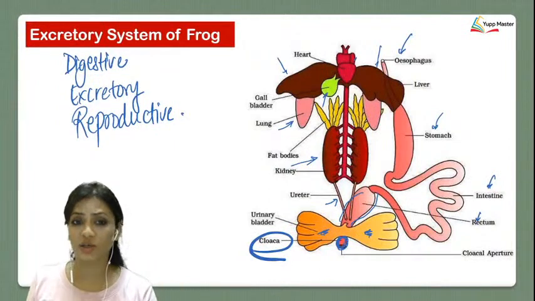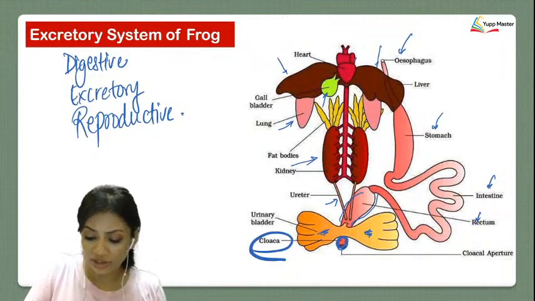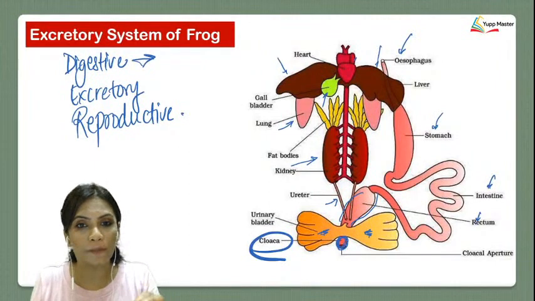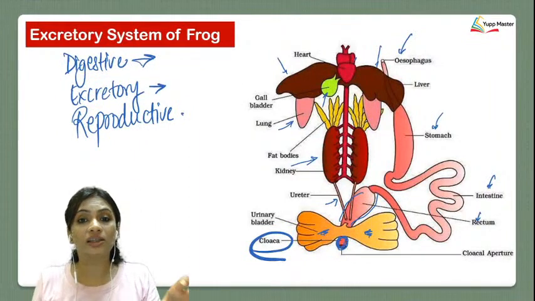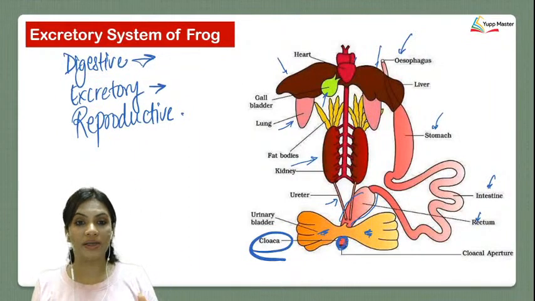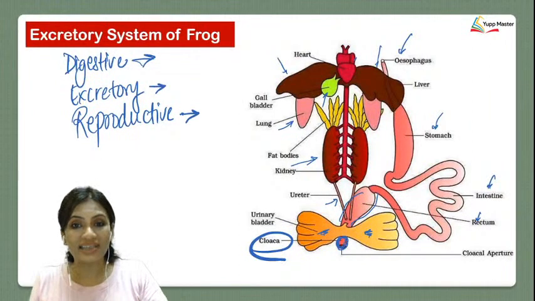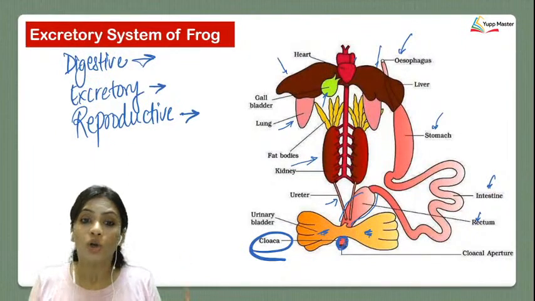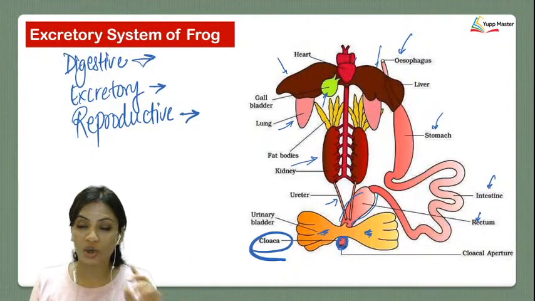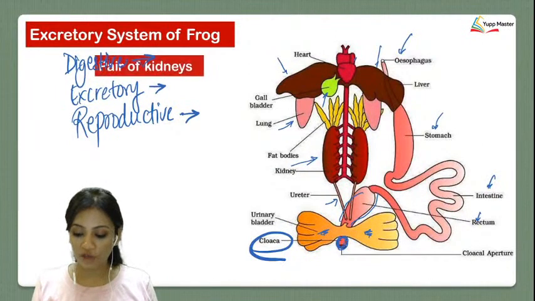Did you understand this? Okay, so now understand one thing, that when I'm saying digestive system, the anus will open into the cloaca. When I'm saying excretory system, that urethra or that ureter is going to open into the cloaca. When I say reproductive system, then the basic organ or the basic place where the gametes should come out will open into the cloaca.